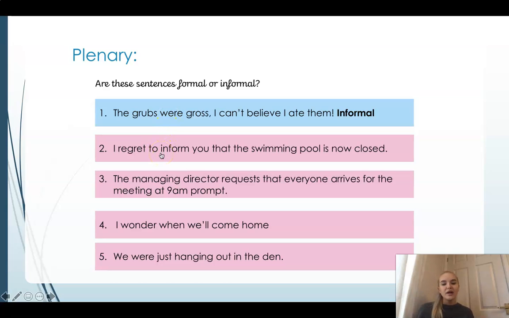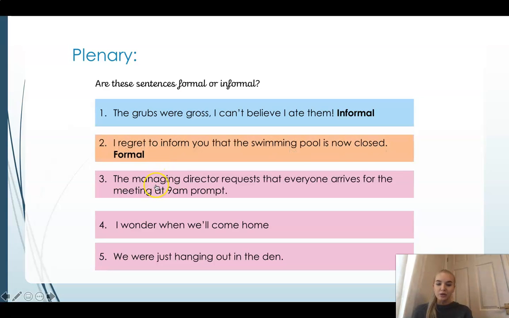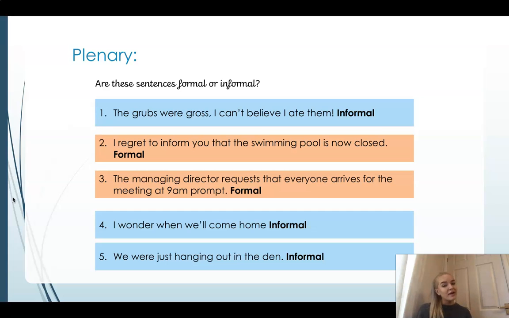Number 2, I regret to inform you that the swimming pool is now closed. That is formal. Number 3, the managing director requests that everyone arrive for the meeting at 9 a.m. prompt. That's right, it's formal. I wonder when we'll come home. That is informal. And finally, we were just hanging out in the den. Informal. Can you notice that all my informal language has been related to things that I can potentially write in my diary entry because it's all about the explorer.